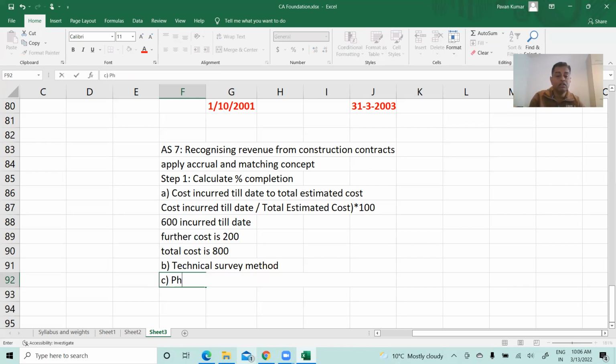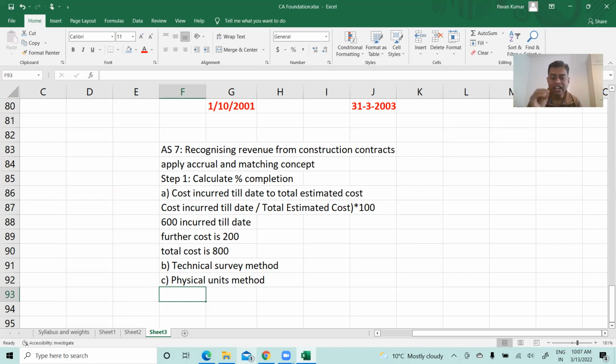Method C, physical units method. Like, you have to construct 100 kilometers of road, to pave a national highway of 100 kilometers. Say, for example, 82 kilometers are completed. So 82% of the contract is done. You have to construct 100 houses, and 60 houses are complete. You can say 60% of the contract is complete, like that.